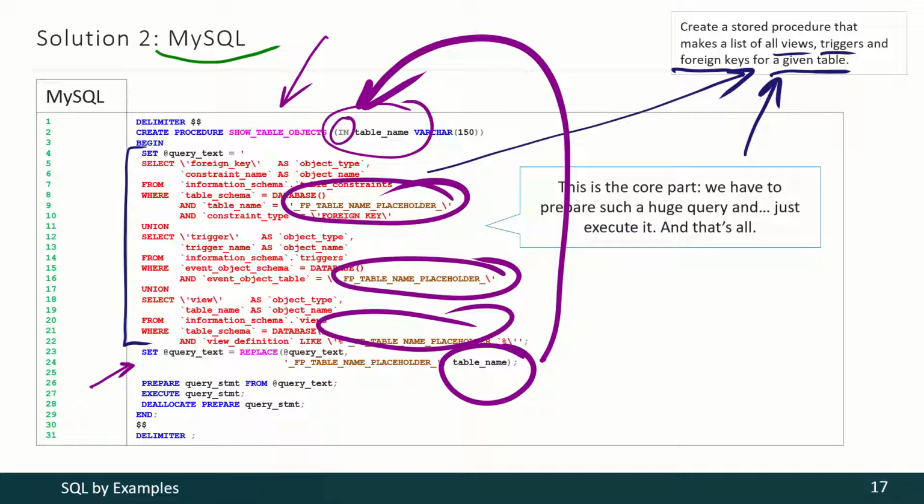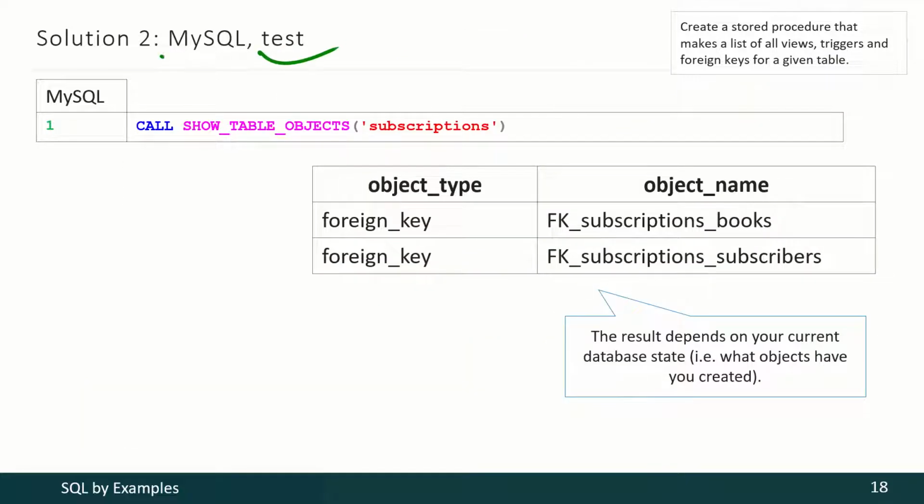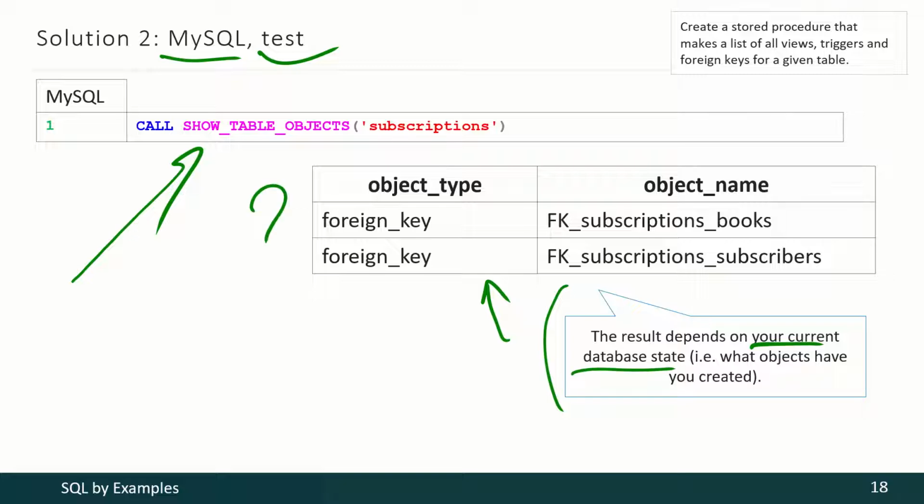And the only thing left is to prepare the executable statement, to execute it and to deallocate that statement. And that's all. To test this procedure in MySQL, you may execute such code. But please pay attention that the result may vary depending on your current database state. It depends on what objects you have created, modified, dropped, changed, and so on and so on.